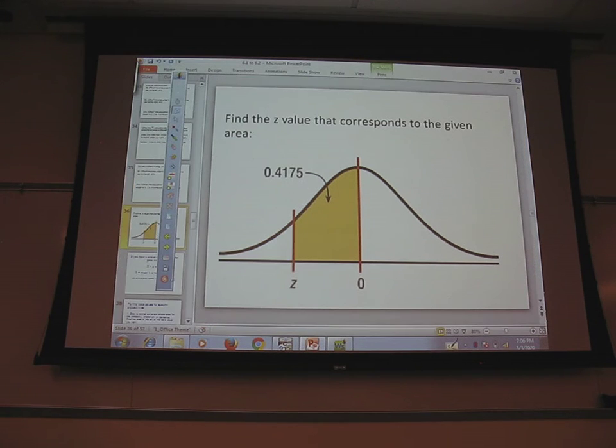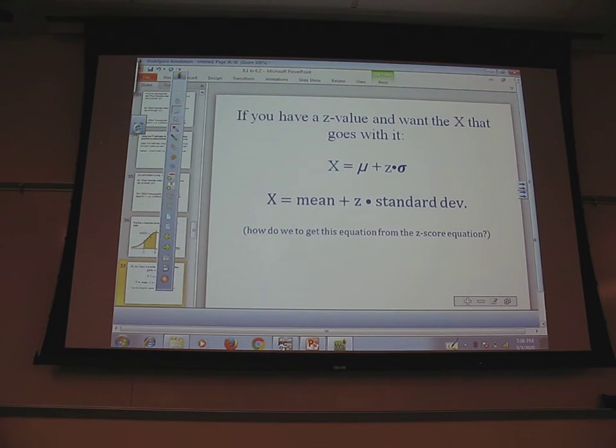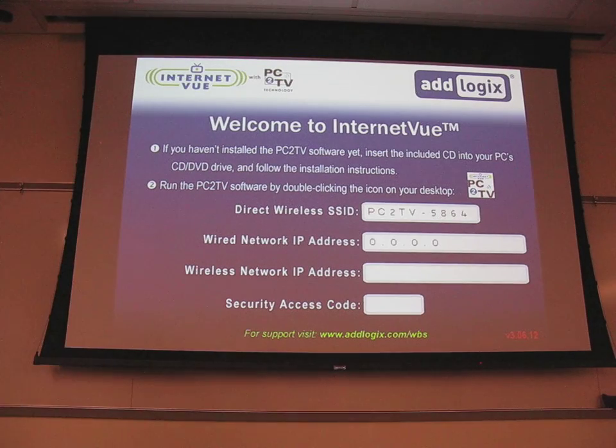So now we're just going to add one little twist to it. If you have a z value, and you want to know the x that goes with it.